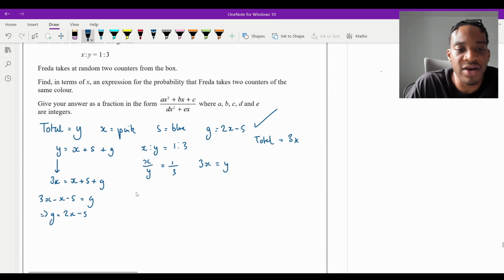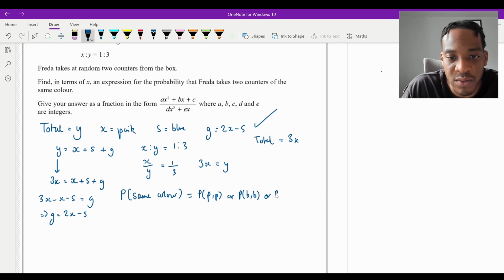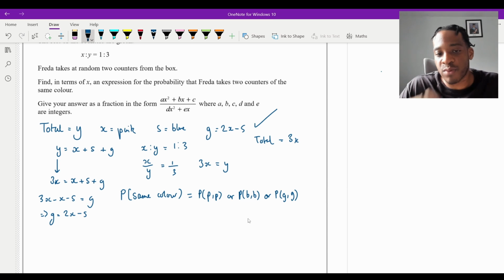So firstly, if I want to take the same color, and we're taking 2 counters, I'm going to say same color. Well, then how many ways can that happen? Well, one way is if I take 2 pinks. So I'm just going to write PP. Or I could take two blues, BB here. Or I could take the probability of two greens. These are the ways that I can take two counters and they're the same color. Either they're both pink, both blue, or both green. So it's our job now just to work out what these probabilities are.